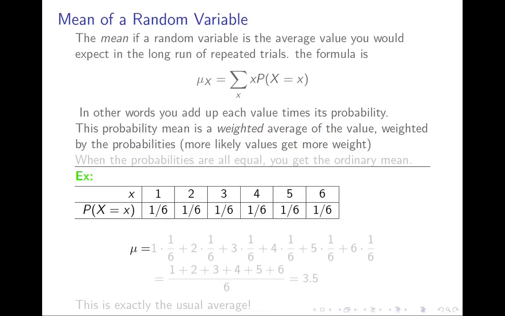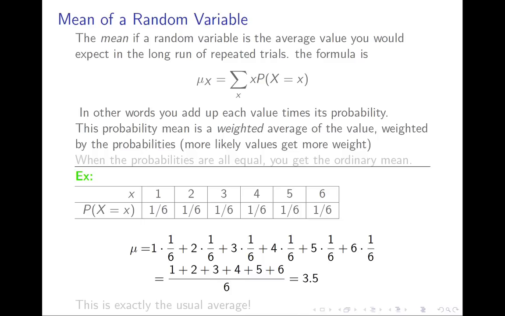Let me go again, do the simplest example last. X, all the probabilities are equal, so we add up each value times 1/6. Notice I can factor that 1/6 out. When I do, I get 1 plus 2 plus 3 plus 4 plus 5 plus 6, all times 1/6, or divided by 6 if you prefer. And now you notice that that's exactly our chapter 2 version of the average. Add up all the numbers, divide by how many there are. And what we see in general is, when the probabilities are all equal, so in the symmetry principle situation, this funky probability mean becomes the ordinary average that you learned in grammar school.